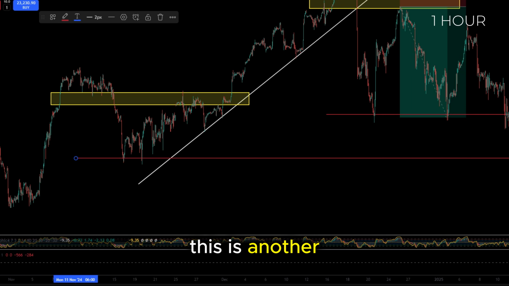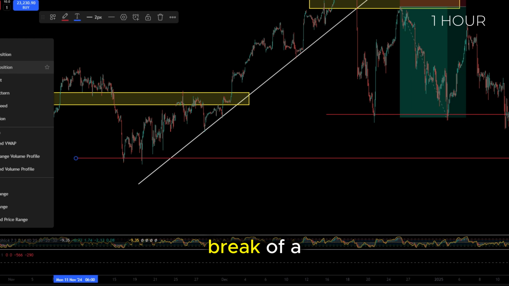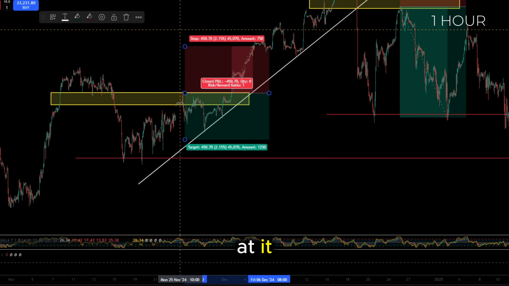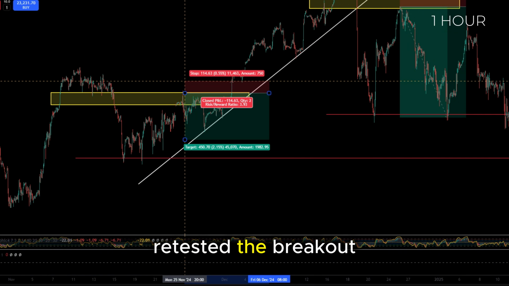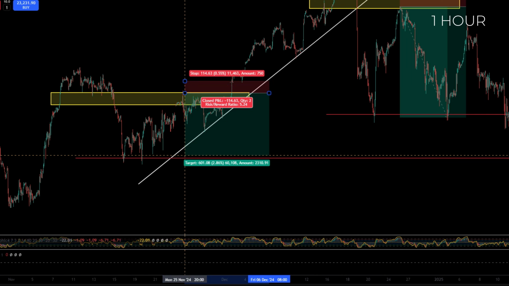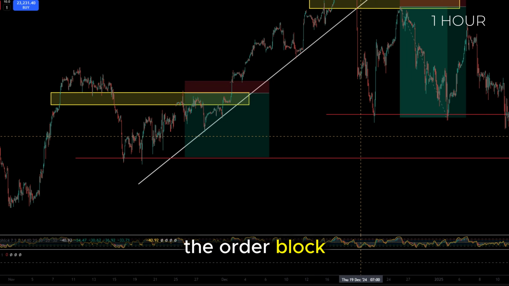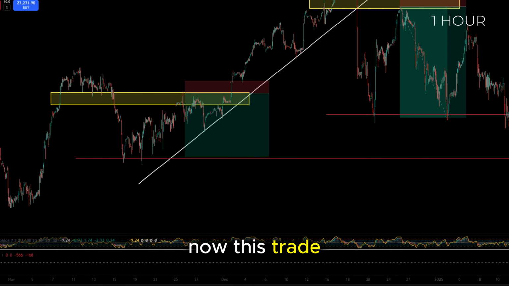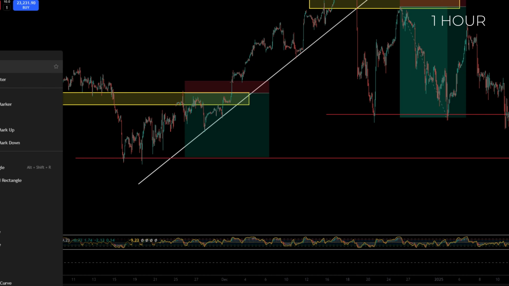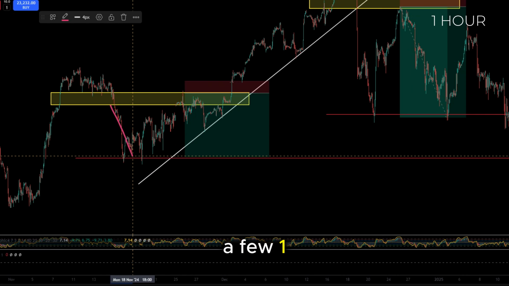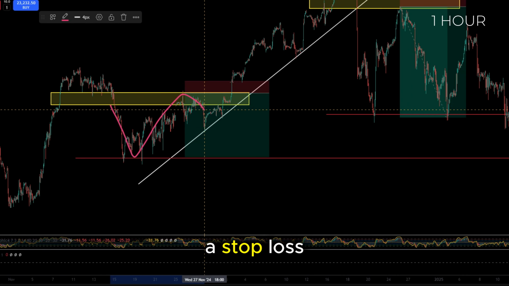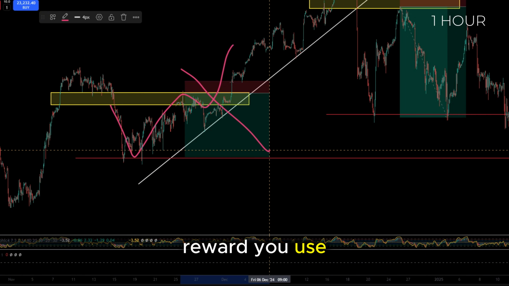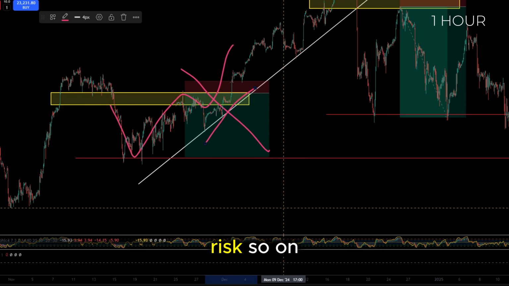This is another example of a break of a trend line or a trend support, whichever way you want to look at it. And as you can see, it retested the breakout point. The breakout point, the order block, whichever way you want to call it, it doesn't matter. Now this trade would have taken considerably longer. As you can see, there's quite a few 1 hour candles. You adjust the stop loss according to how you trade and what risk reward you use, how much you risk.